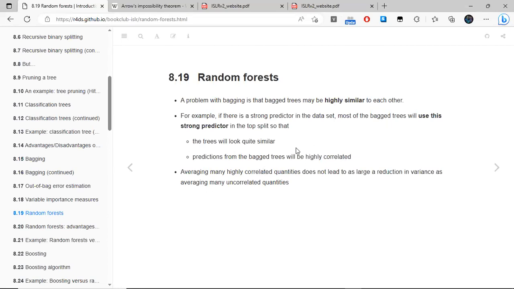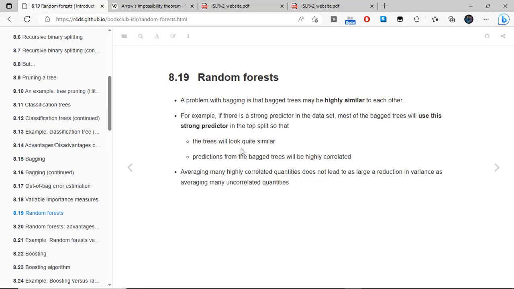The similarity between those trees can occur if, out of your predictors, there is one that is really, really good. So those trees that you are going to generate will probably start by performing some splitting on that strong predictor, and then again something similar, using such strong predictors or the ones that are also pretty good.